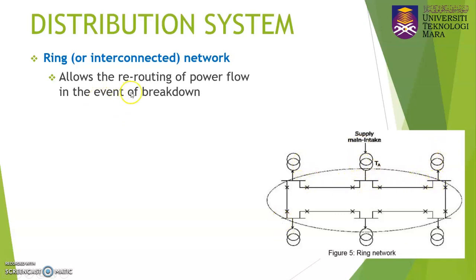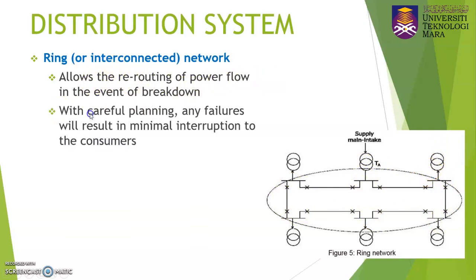Let's say in the event of breakdown of this transmission line, there is no power flow through here, but this load can also receive the power from the other flow. Maybe a fault happens here, but the power can flow here, here, and go to here. That is what it means by rerouting the power flow. And with careful planning, any failures will result in minimal interruption to the consumer.